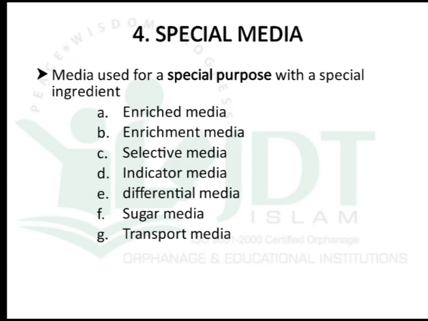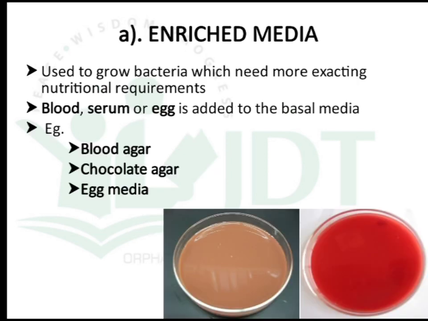Special media: these media are used for special purposes, and are again classified into enriched media, enrichment media, selective, indicator, differential, sugar, and transport media. Now coming to the first one, enriched media. We use this media to grow bacteria which have more exacting nutritional requirements. So we add blood, serum, or egg to basal media, which converts it to enriched media. Examples of enriched media are blood agar, chocolate agar, and egg media.